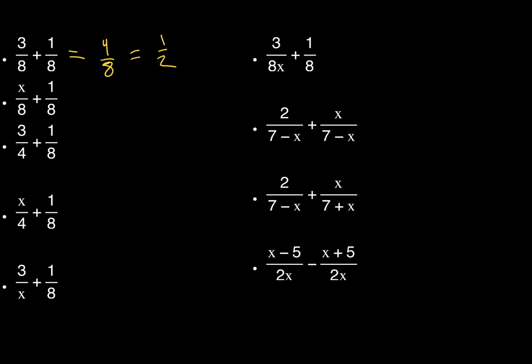Second one. 1 to x over 8. x plus 1 over 8. We're adding, so they're just going to add. Common mistake is people will multiply accidentally.